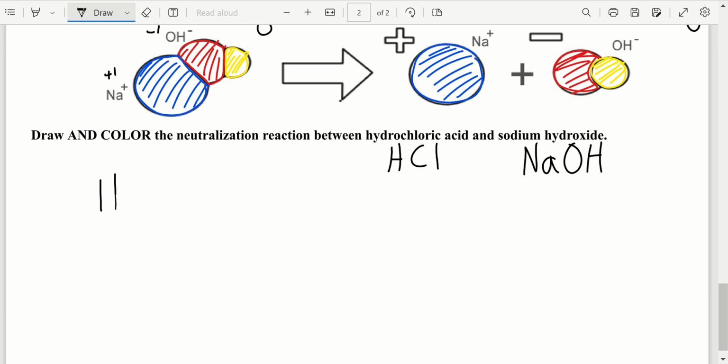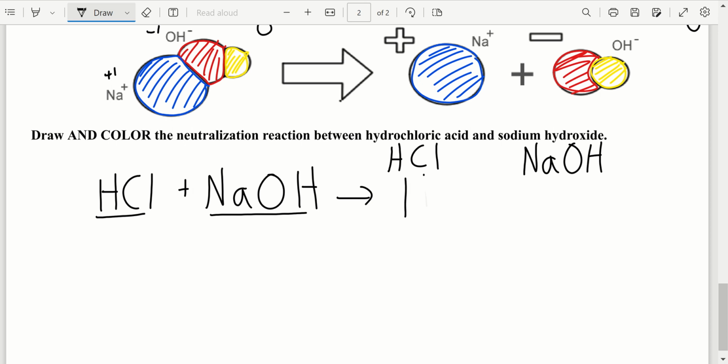So if I write it just as an equation, it is hydrochloric acid and sodium hydroxide yields, I always know I get water, right, from the OH and the H, and a salt. So what do I have left? I have NaCl. And if I check charges, this is +1, this is -1. So that's it. I don't have to add any coefficients. It is balanced. So this is the equation.